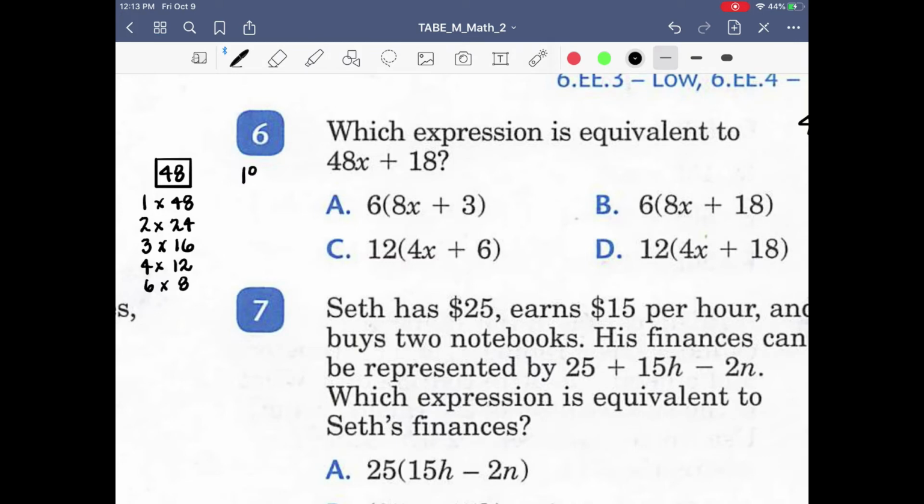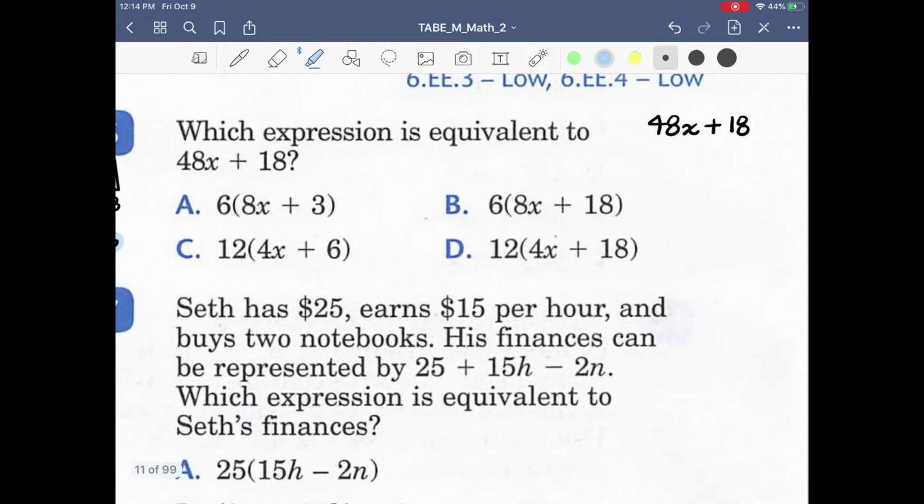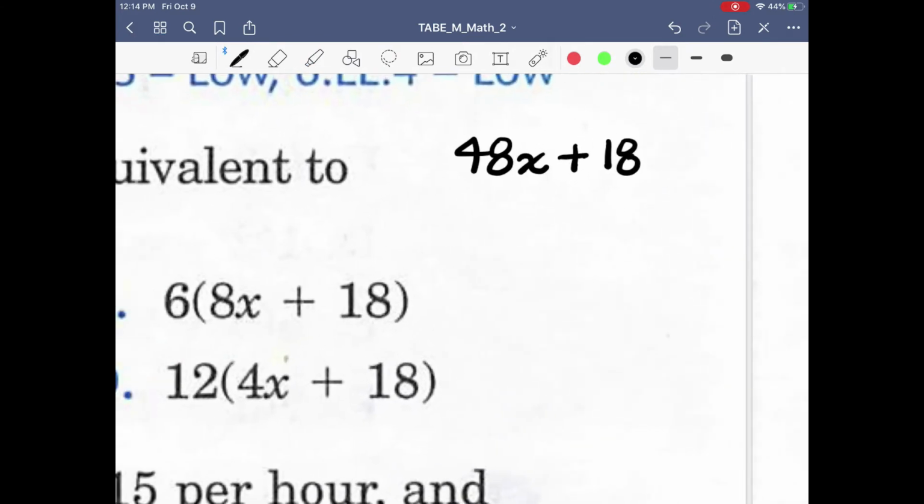The factors of 18. Let's see what we've got on this one. We have 1 and 18, 2 and 9, and then 3 and 6. So the greatest common factor between these two looks like the 6. It's the biggest one that they both have. So that's what I'm going to factor out of this expression.